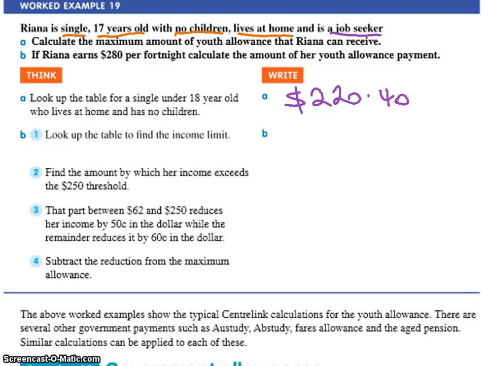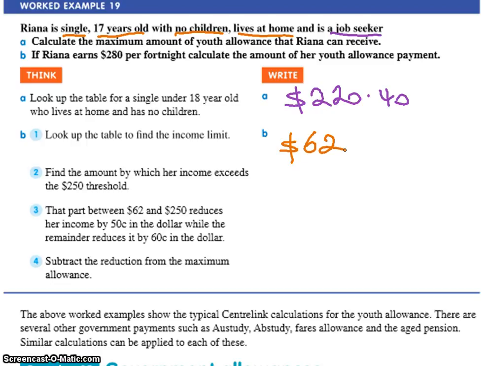Okay. We have to look up the income limit. So find the lower income limit for someone who is a job seeker. What is the lower income limit? Right, okay, here it becomes a bit interesting. 62 is the lower income limit. Anything more than that, and she starts to lose youth allowance money. It starts to be reduced. Does that make sense? Yeah. Okay, so the first $62 she earns doesn't get touched.